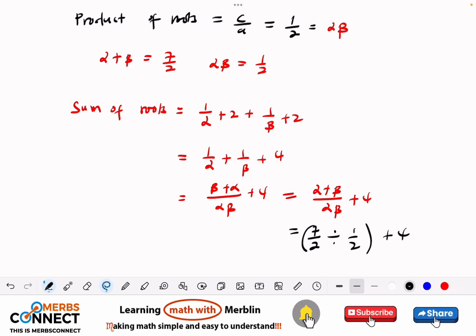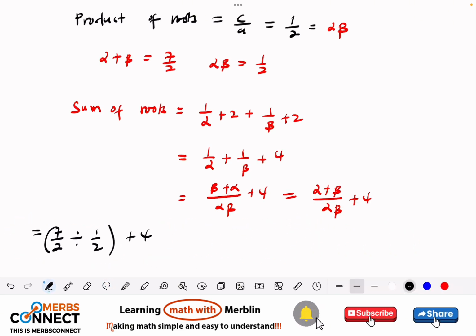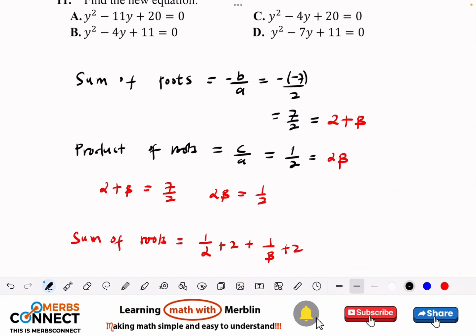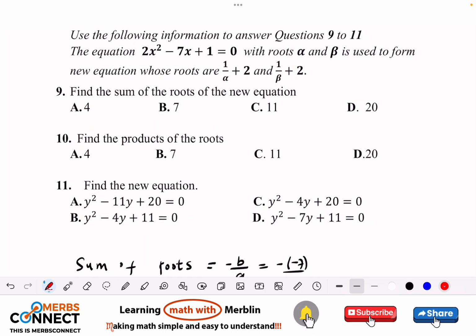So what can I do with this? Let me shift this to this side so that I can see that this is equal to 7 over 2 times 2 over 1, plus the 4. Now the 2 cancels the 2, so I'm going to have 7 plus 4, which is going to give us 11. So the sum of roots is 11. Let's go and check if we have 11 there. Good. So this is going to give us C here.